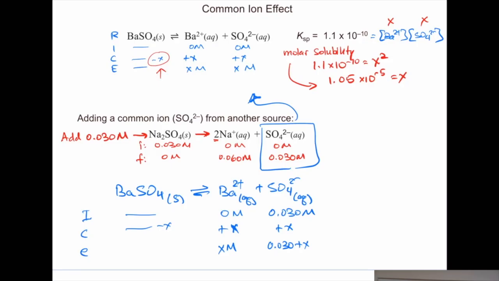Now we need to solve for the molar solubility just the same way we did before. We need to solve for x. Ksp hasn't changed. So let's write this in now: 1.1 times 10 to the minus 10th. That's our Ksp, and that's equal to, now it's no longer just x squared. Now it's x for the barium ion, and 0.03 plus x for the sulfate ion. You can multiply this through and it becomes a quadratic that you'd solve with the quadratic formula, which we're not going to do.